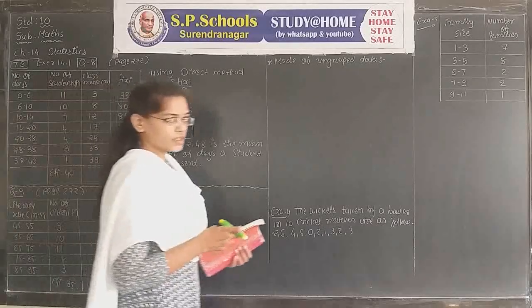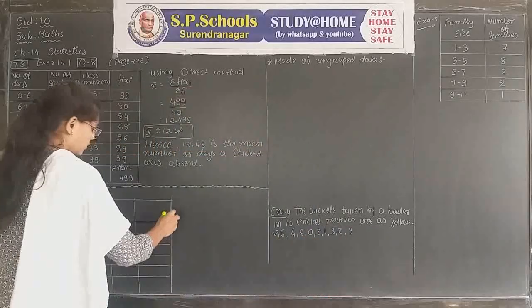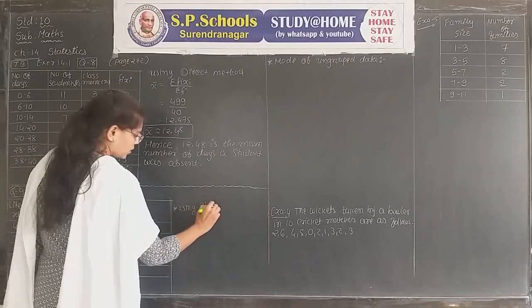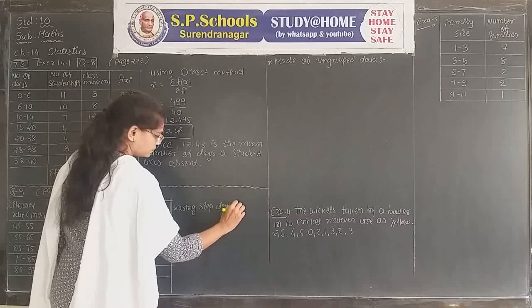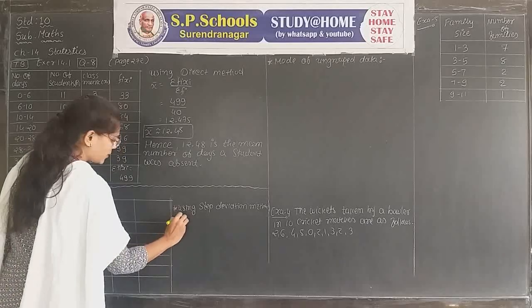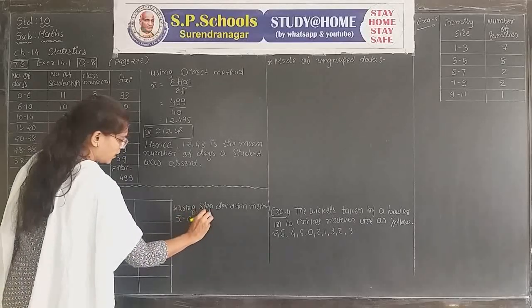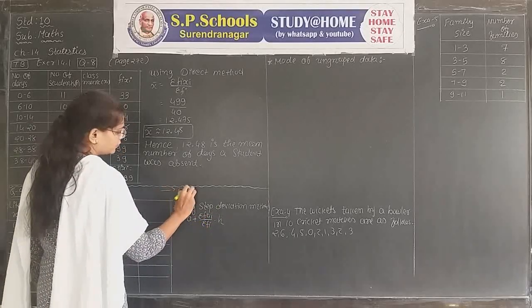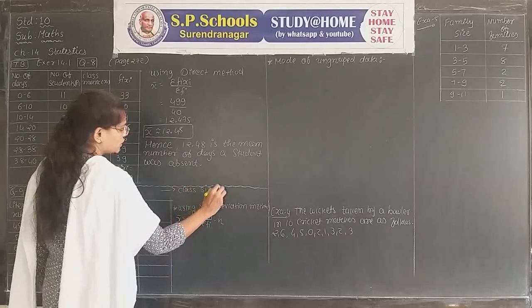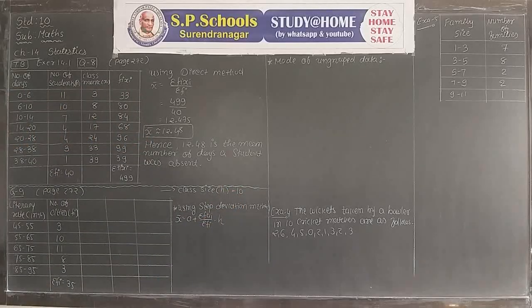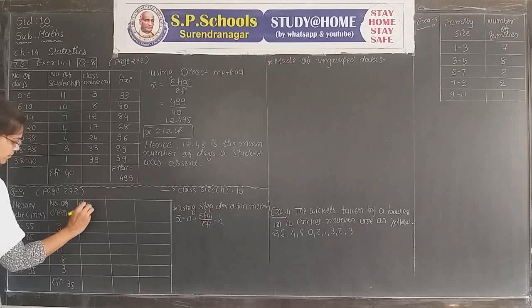Which method can we use here? We are using the step deviation method. So first of all, keep in mind the formula: X bar is equal to A plus sigma Fi ui upon sigma Fi, into H. For that we first require the class size. Here all class intervals have the same class size, H is equal to 10. Okay. Now the third column is for the class mark, which is Xi.